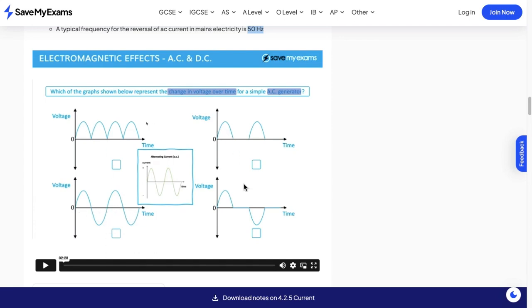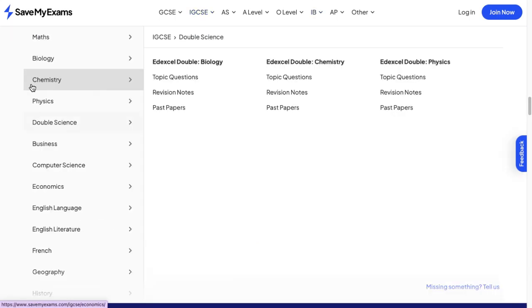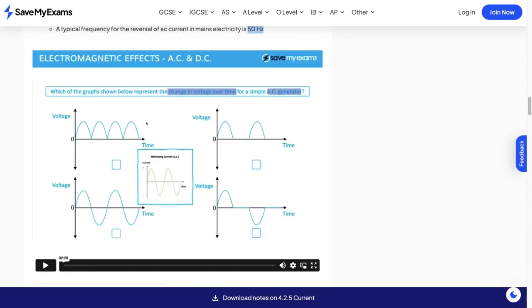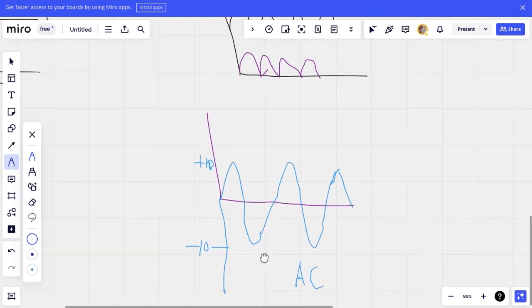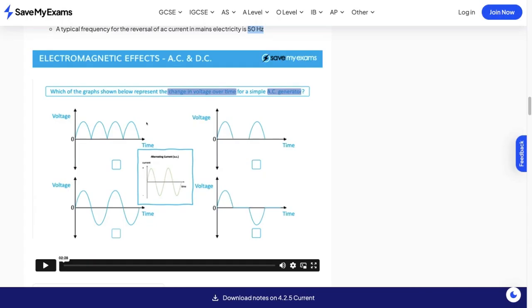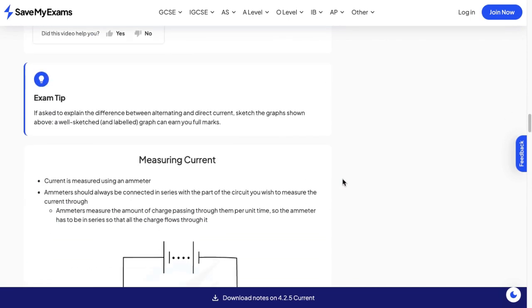Out of these four options, because in an AC generator, we have what we call the alternating current, AC current, which has both the positive and the negative side, just like the one we showed just now, right? Just like the one we showed somewhere here. So this option is the best option for this question. Okay, we move on to the next one.